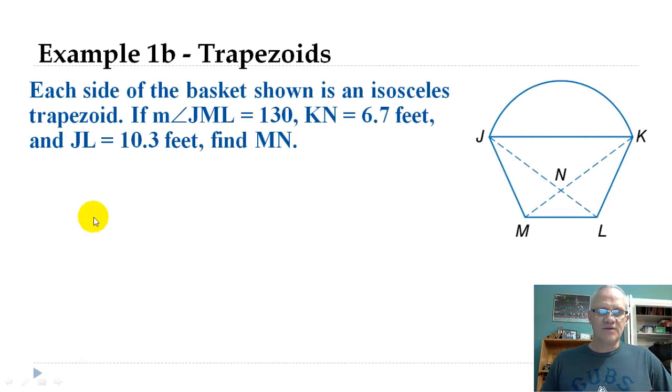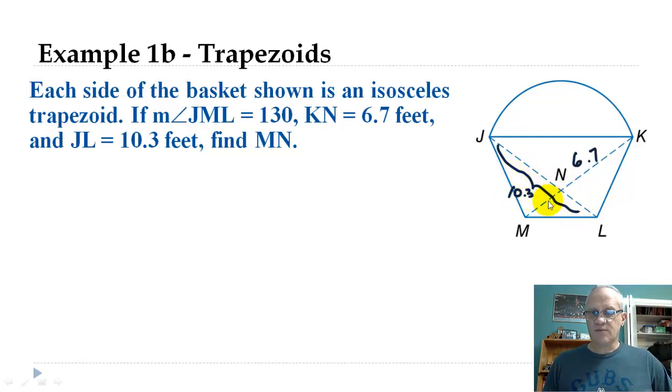All right, another example here. So we have some of the same things. This time we're going to find MN. So this is what we're trying to find right now. Since I looked at what we're looking at first, we can save ourselves some time by not worrying about JML anymore. That's degrees, and we're talking about the side. So who cares? What we do care about is KN is 6.7. And we know that JL, which is this whole entire thing here, I'll try to do this as best I can, that whole thing is 10.3.